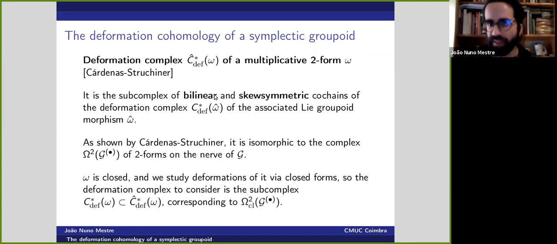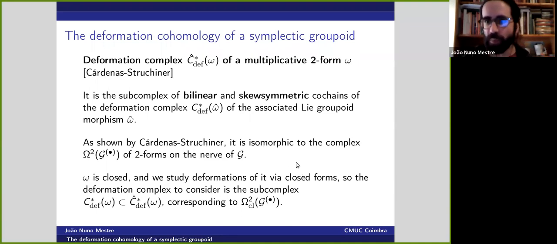Okay, so that's a description, but then they also showed that this complex is additionally isomorphic to the complex of two forms on the nerve of G, which is nice because now for the groupoid we had one forms on the nerve of G. For multiplicative two forms, we have two forms on the nerve of G. And since omega is a closed multiplicative two form, and we want to deform it, in the case of symplectic groupoids, via closed forms, it's reasonable to consider inside of this complex the complex corresponding only to closed two forms on the nerve of G. Okay, and we denote that complex simply as the deformation complex of the symplectic multiplicative two form.